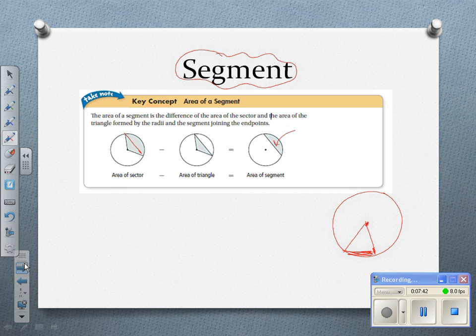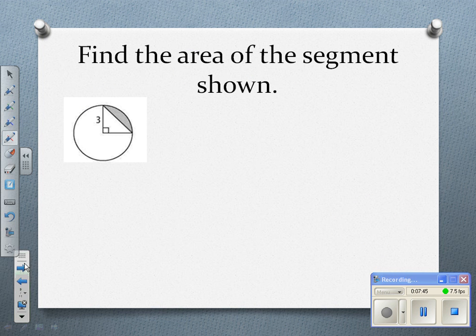All right, so let's look at an example. We want to find the area of the segment shown. So remember, we take the area of the sector, subtract out the area of the triangle, and that will give us the area of the segment.